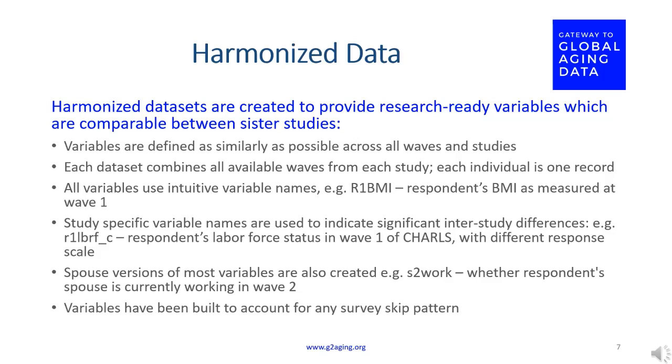These differences exist in all studies, and they can be both a benefit but also something to be aware of when planning your analysis. Also, the harmonized datasets include spouse versions of most variables. For example, the variable S2work indicates whether the respondent's spouse is currently working at wave 2. Finally, all of the harmonized variables have been built to account for any survey skip patterns.